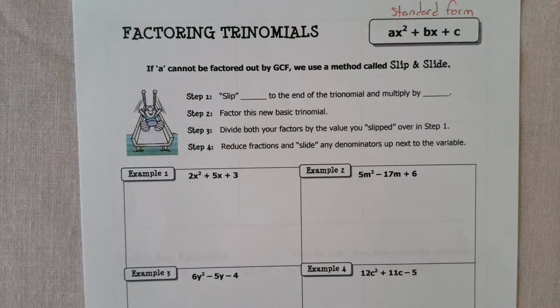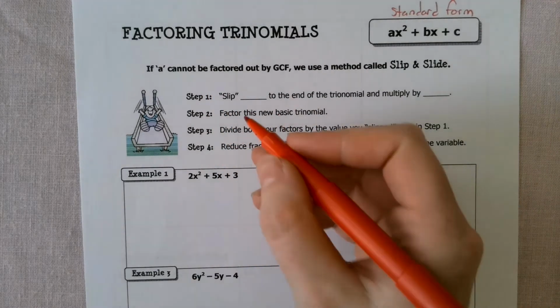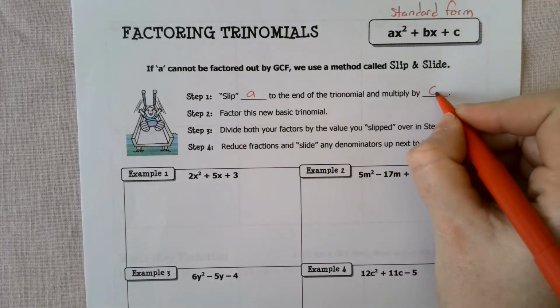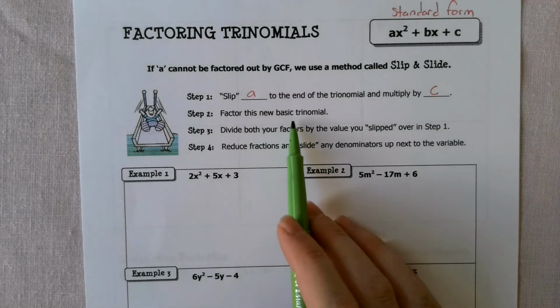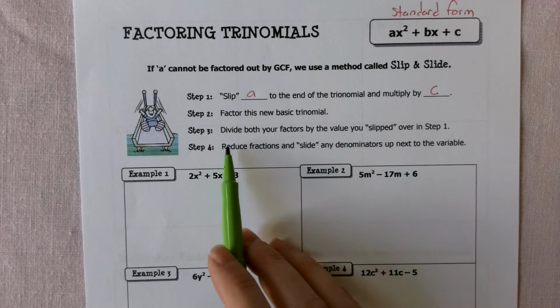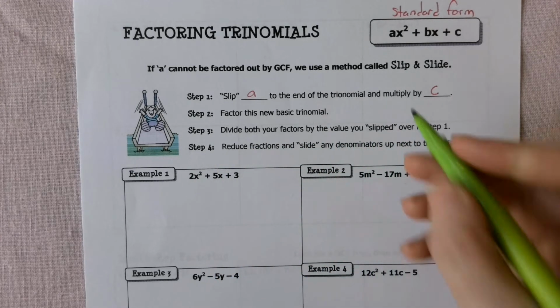All right, so in order to factor, the very first thing that we are going to do is slip our a to the end of the trinomial and multiply by our c. Now, all of this is going to be very confusing and not make a lot of sense until we do an example, but we're still going to go through this. And then our step 2 is going to be to factor our trinomial, which I'll show you how to do, obviously. And then we're going to divide both of our factors by the value that we multiplied by in step 1.